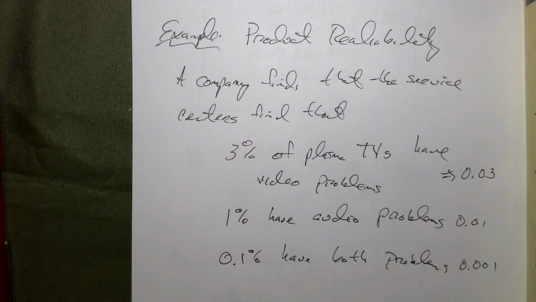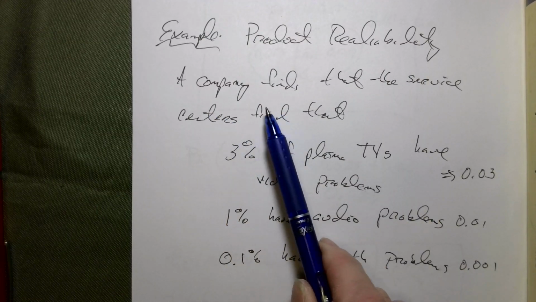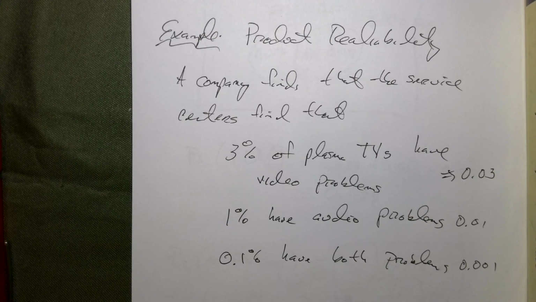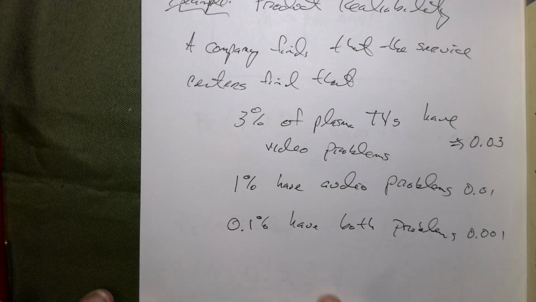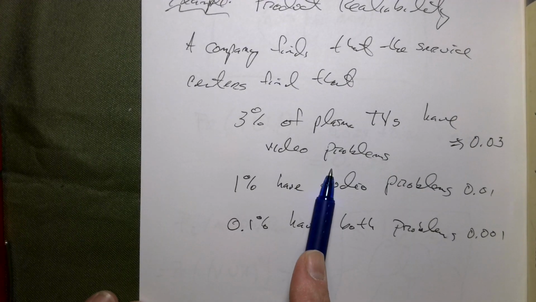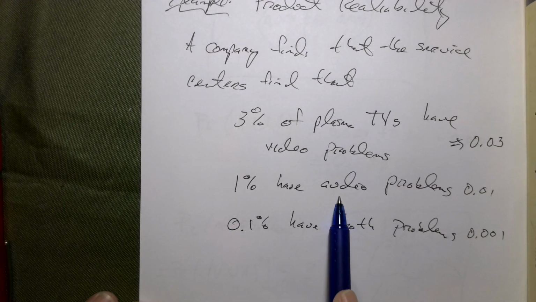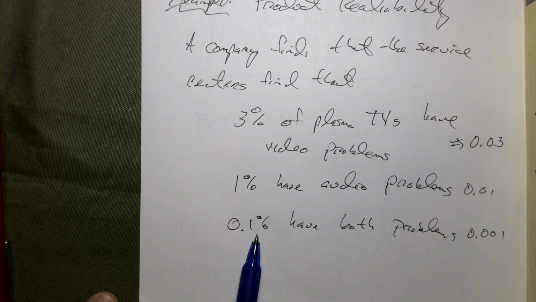Okay, let's take an example. Product reliability. Suppose a company finds from the service centers that 3% of the TVs that they sell have video problems. That is, 3% is 0.03. 1% have audio problems, meaning 0.01, and 0.1% have both problems. Which, remember, you have to move the decimal place over two places, okay?